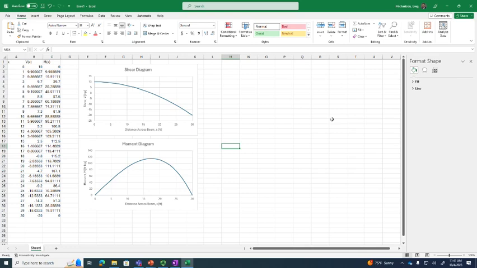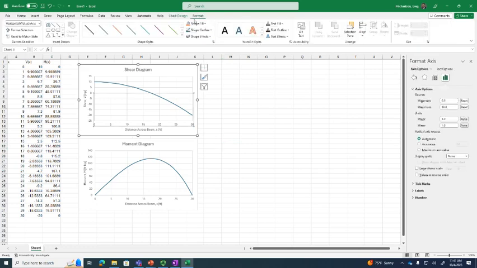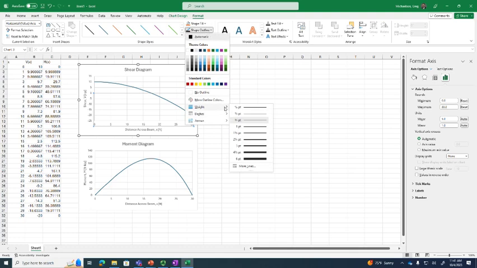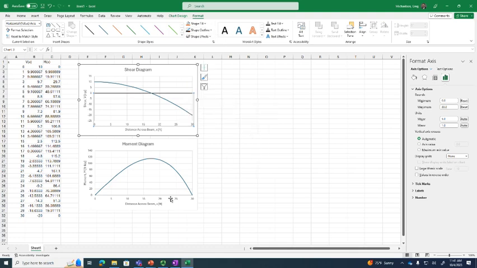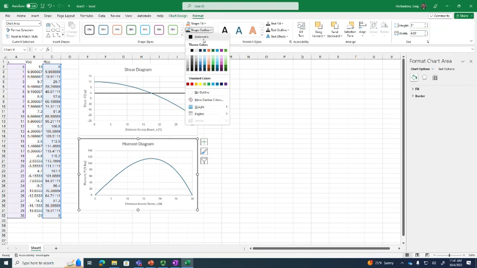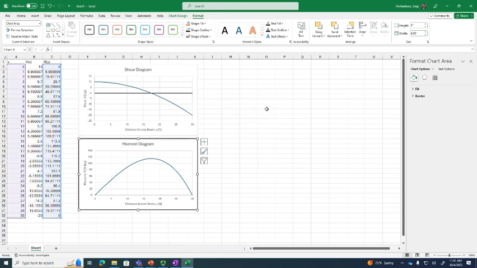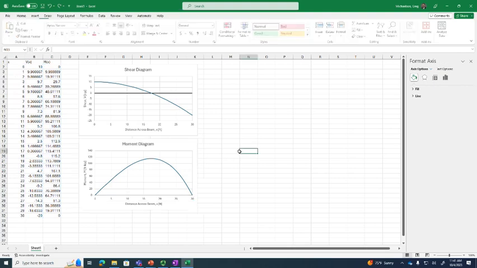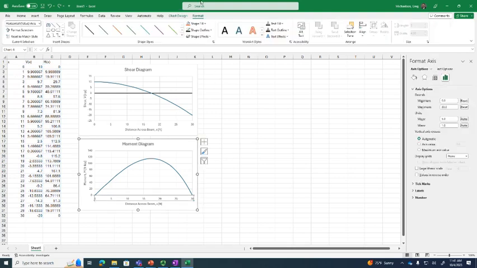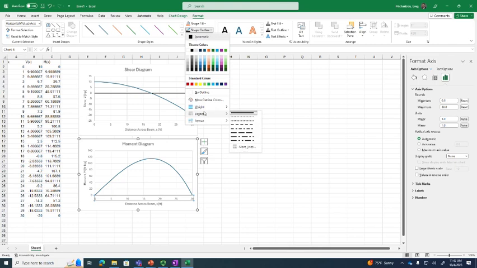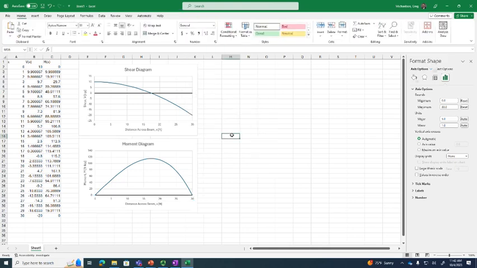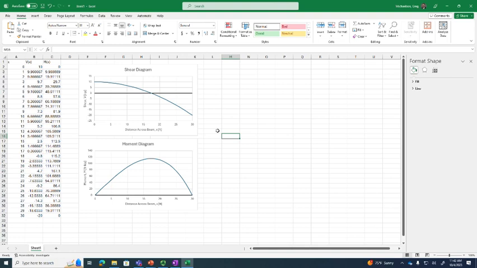Tell you what, one other thing I'm going to do, you don't have to do this. I'm going to click my axes, and I'm going to make them dark and kind of thick so we can see what's going on. Oh, wrong one. Shape outline black, make the weight a little bit bigger, just so we can see what's going on on the screen. You don't have to do that, but I'm just doing that to show you what's going on.